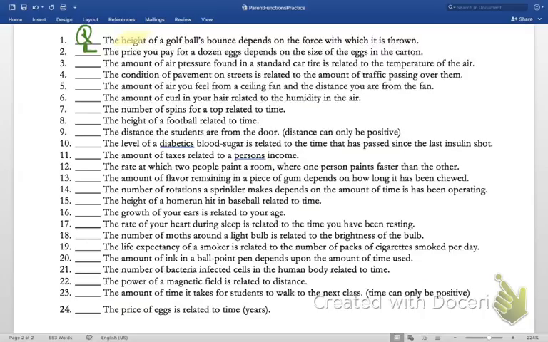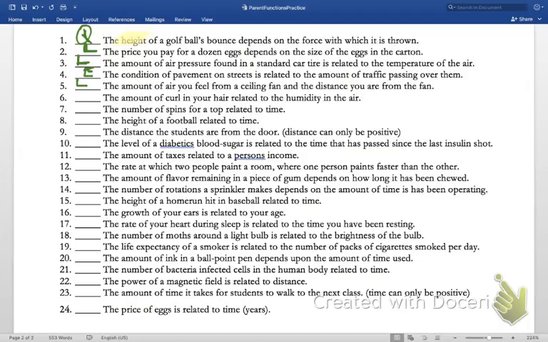The amount of air pressure found in a standard car tire, as your temperature goes up and down, that tire pressure is going to change. It's a linear relationship. The condition of pavement on streets based on the amount of traffic passing over them. So think about it. The more traffic, the faster it breaks down. That's actually an exponential one. That was kind of fun to look up. Okay. The amount of air I feel from a ceiling fan. Another linear. There's lots of linears, by the way.